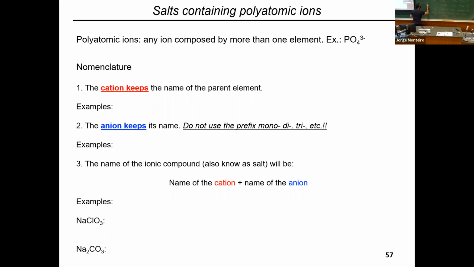The strategy here is to cross the charges. So 2 will become the number of sodium atoms, and for carbonate, you just have 1. So that's why we have this 2 here. Nomenclature: sodium, the name of the first element, and then carbonate.